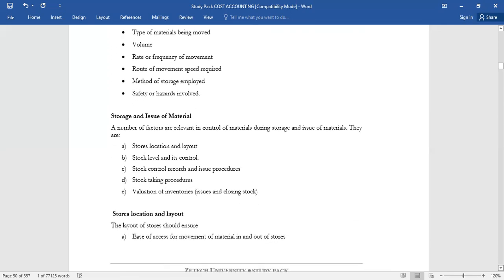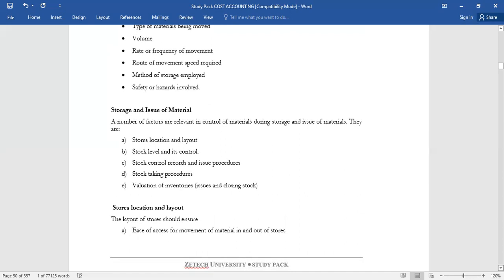Then storage and issue of materials. This now becomes key. And this is where we are talking of the material control. The person who is issuing should ensure that the materials are recorded well. By recording well, all essential bookkeeping requires that you know what is in the store, what has been issued, to which department, and for what reason.